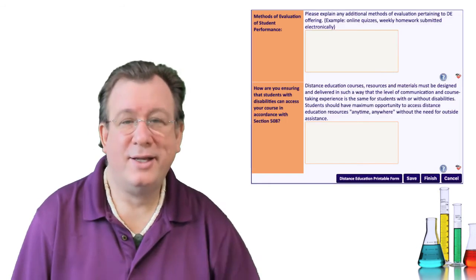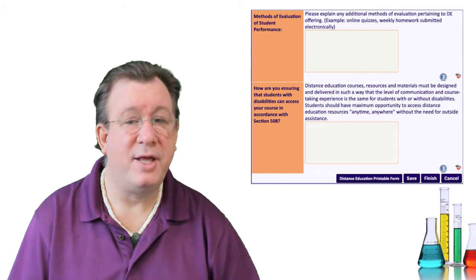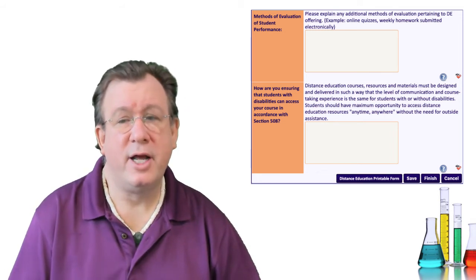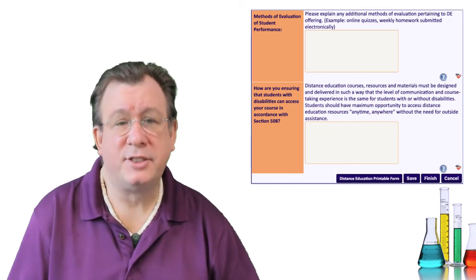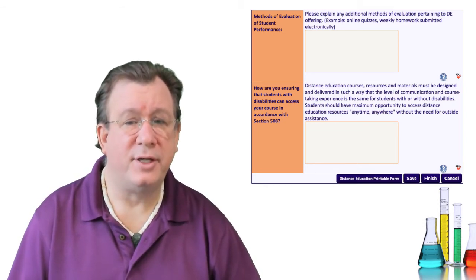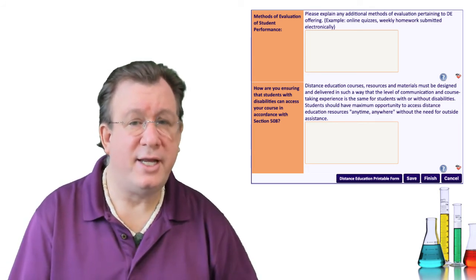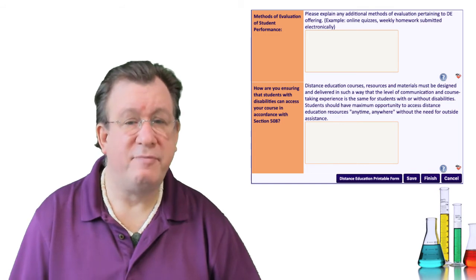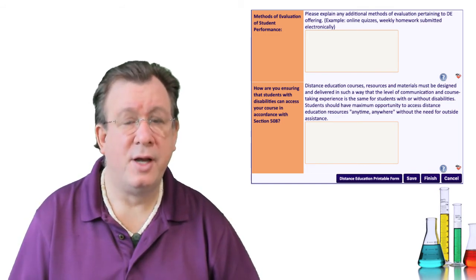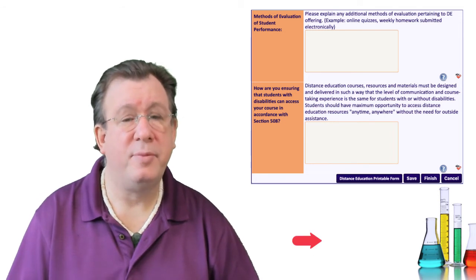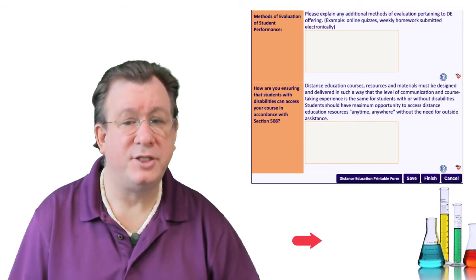If you're going to use the same textbook for your online and your face-to-face class, you don't need to repeat that here. In the next box, you should indicate the methods you're going to use to evaluate student performance. Things like online quizzes or weekly homework. Are you going to have synchronous discussions? Any of those methods you're going to use to evaluate the student performance, you should indicate here. These are representative methods, and you can add more things later, but the more complete you make this picture, the better the curriculum committee will be able to understand your intentions.